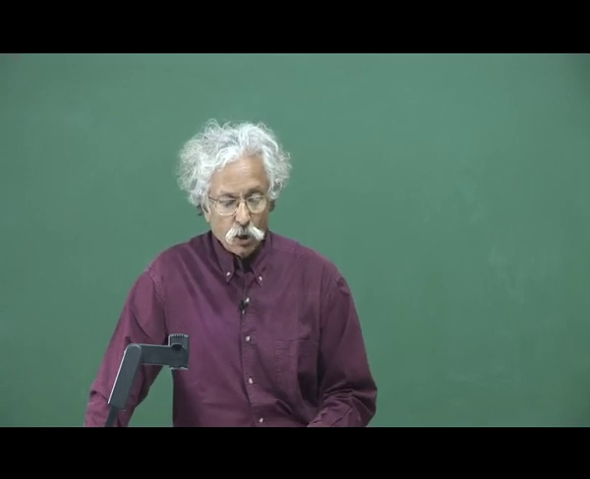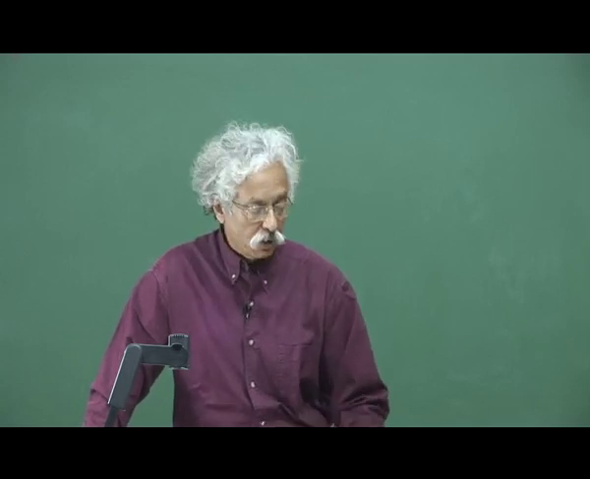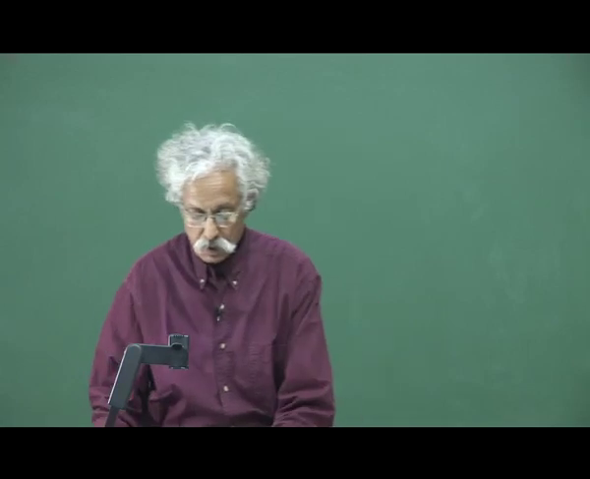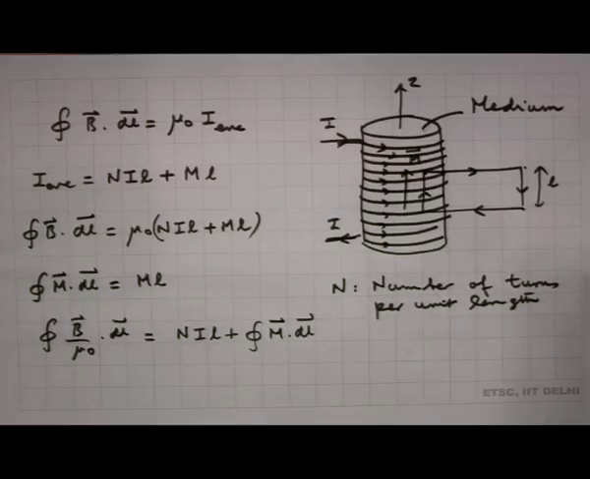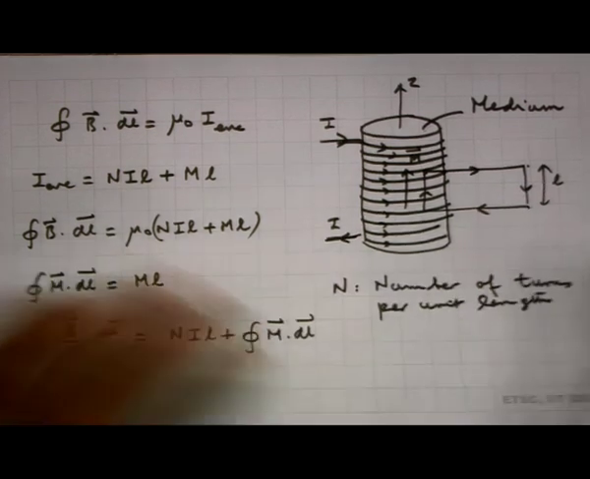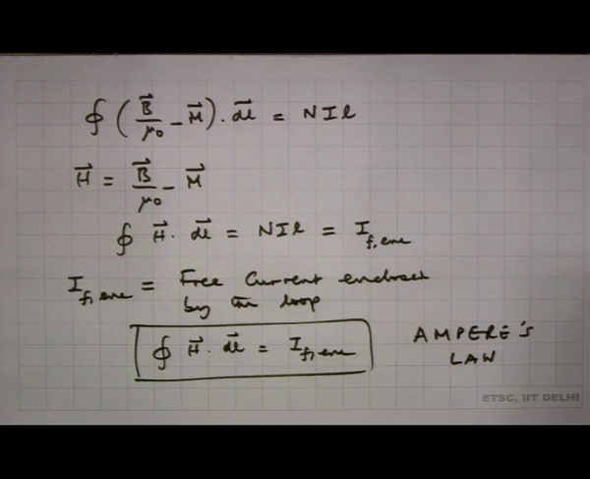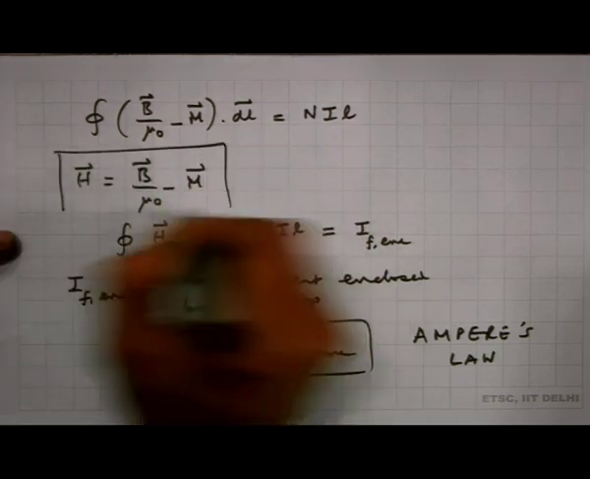Now, I must mention here, although I have derived this equation for the case of a solenoid wire wound on a material, this equation is a very general law. It is valid in general and is a modified form of Ampere's law, which contains the H vector instead of the B vector, and the H vector's definition is B by mu naught minus m. So, this is the definition of the H vector.